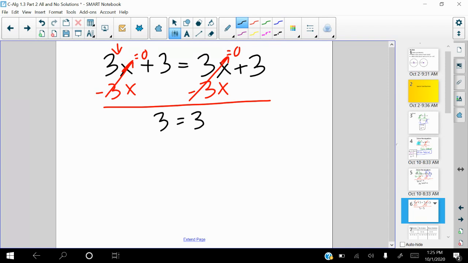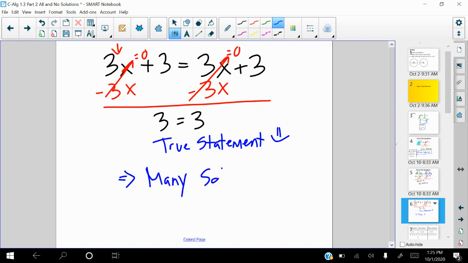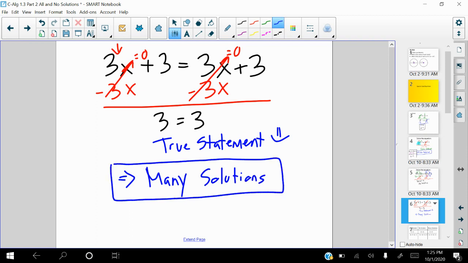Is that true? Is 3 equal to 3? Yes, this is a true statement. So since it is a true statement, we say it has many solutions. Our final answer here would be many solutions.